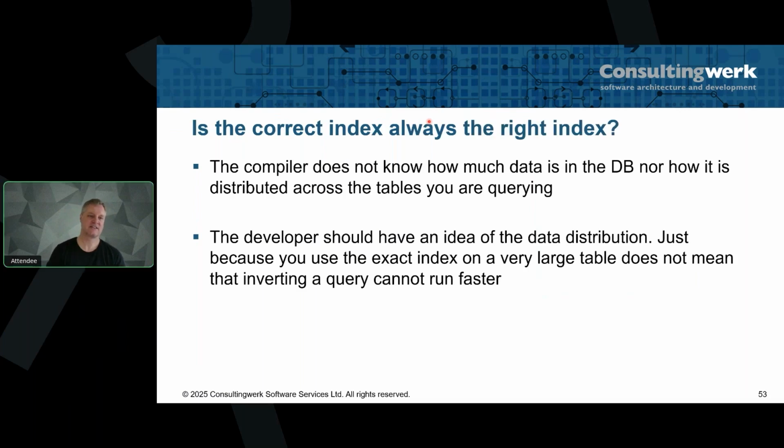We've touched on this a number of times through here. The ABL compiler doesn't know how much data there is in the database, which is one reason why we are able to compile applications with just an empty schema. So it doesn't know how much data is in the database. It doesn't know the distribution of that data across the tables you're querying. So it cannot do the cost-based optimization that, for instance, the SQL engine does.